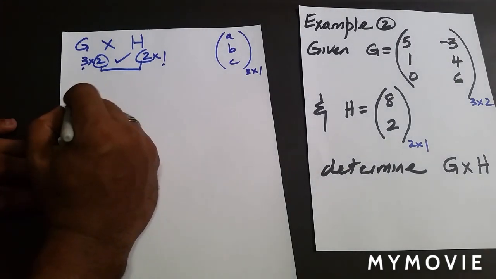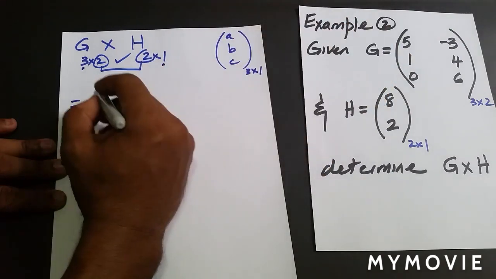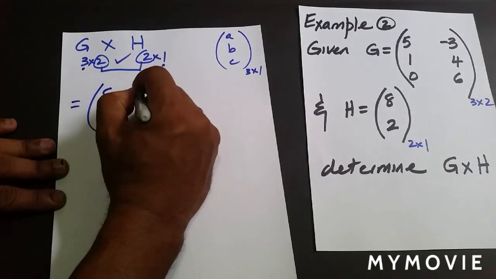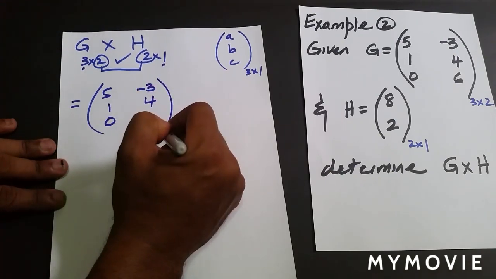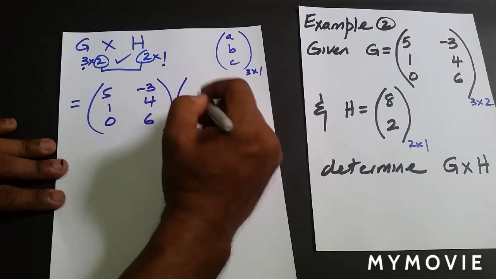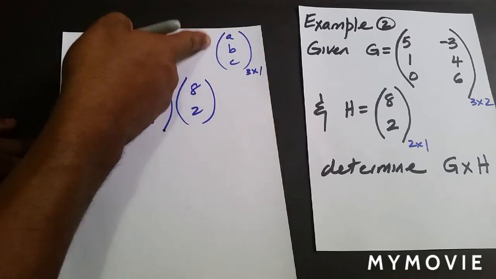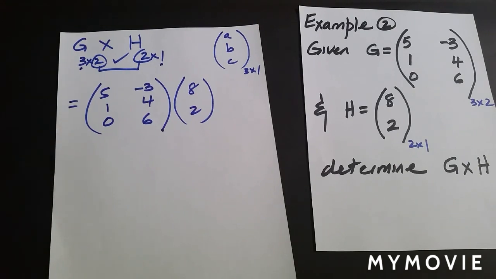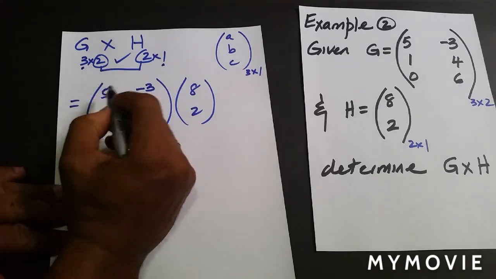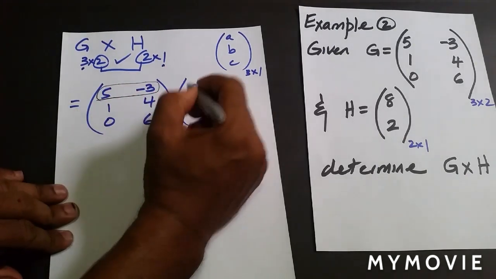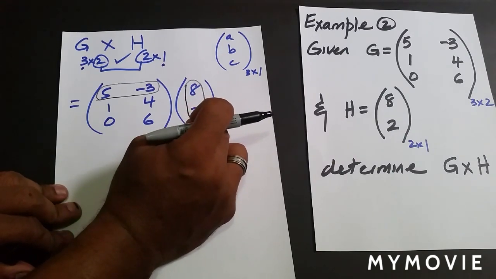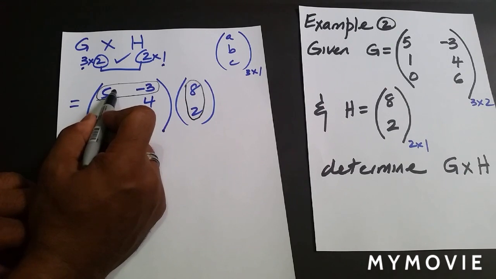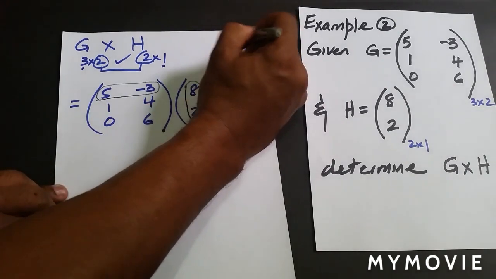So let's proceed. The matrix that comes first is G, and that matrix is 5, -3, 1, 4, 0, 6. And the second matrix is H, which is 8 and 2. And we know that our answer should look like that. So let's proceed with multiplying these two matrices. Again, first row, first column. Well, matrix H only has one column, so that's the only column we're going to work with. It means that we're going to use the rows one time. So this times that is going to give me this.